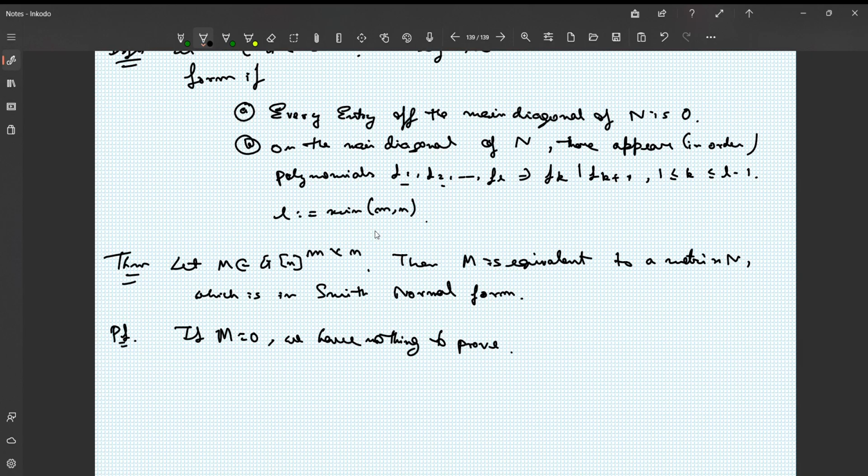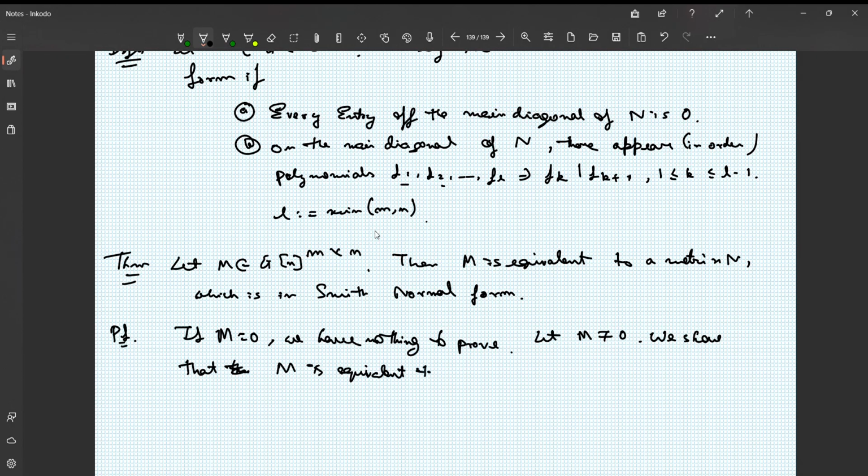Suppose m is 0, we have nothing to prove, right? If m is 0, we have nothing to prove. Else, what we show? So let m be not 0. Now we show that, or we can consider an inductive approach.